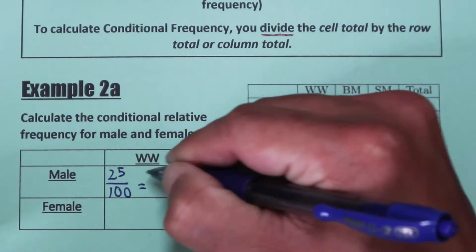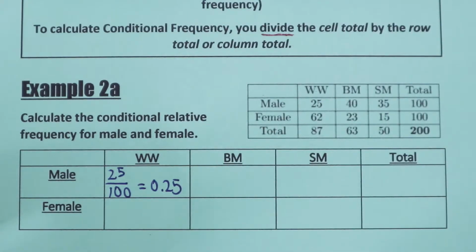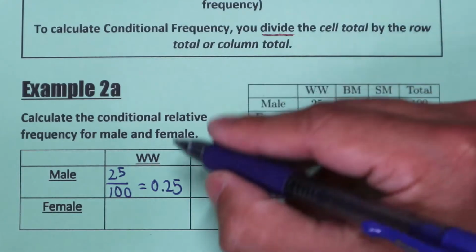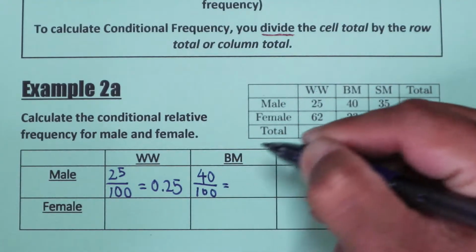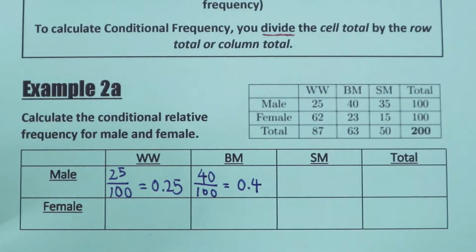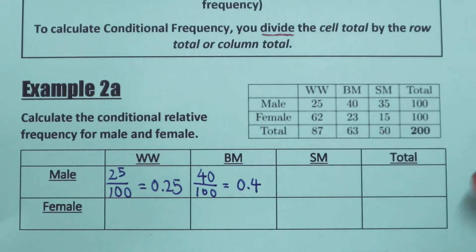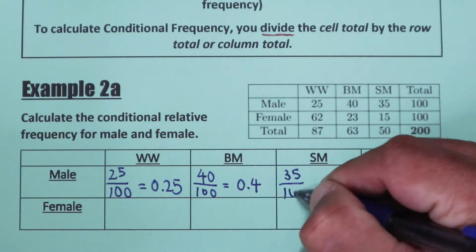And you have to use a calculator, which is 0.25 or 25%. Then there are 40 male who like Batman. So you're going to have 40 divided by the total number of male, which is 100. So 40 divided by 100 using a calculator is 0.4. Then finally, we have 35 male who like Superman. So to find out the relative frequency of the male who like Superman will be 35 divided by 100, which is 0.35.